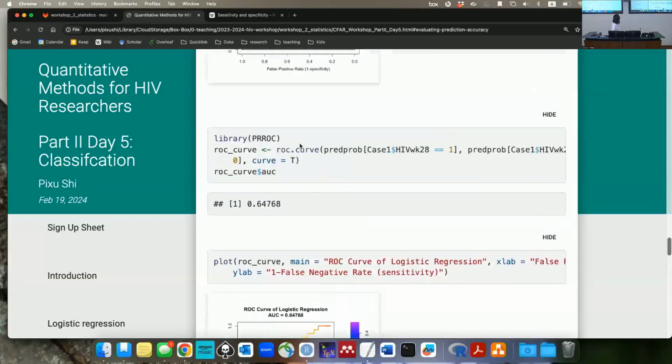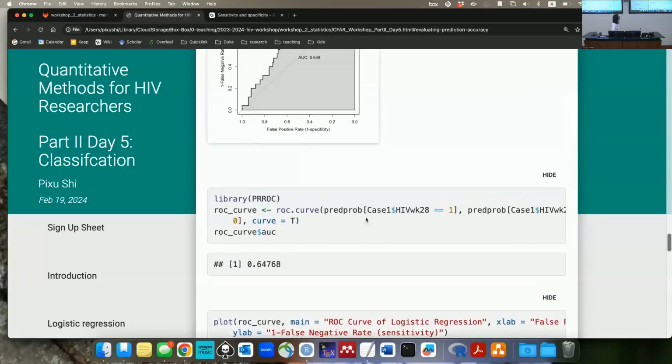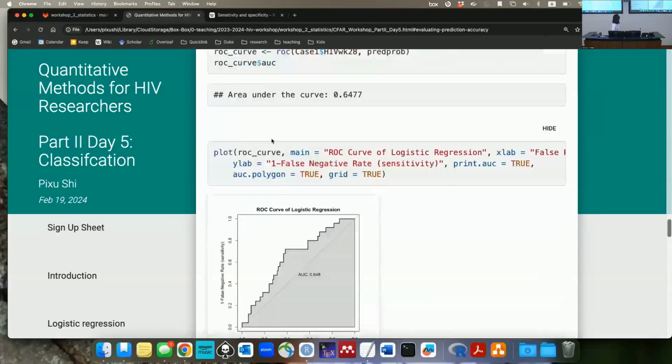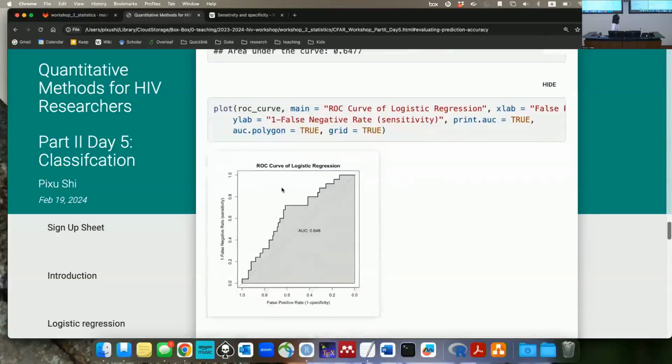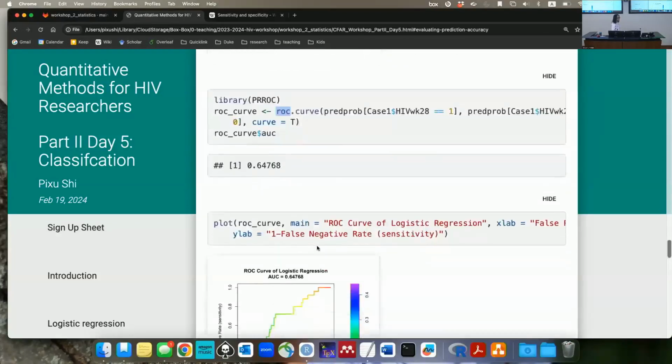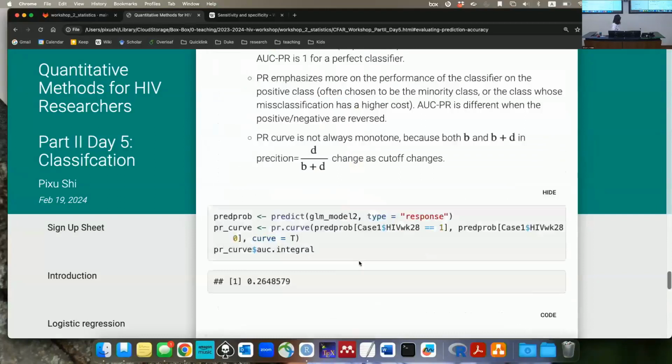But this is a good way to check whether you are making them right, by comparing this version of ROC with this version of ROC. If you get them matched, then you can change the ROC function into the PR function. That gives you the precision recall. So here, you just need to change the ROC into PR. And this is how you extract the value for the precision recall area under the curve.